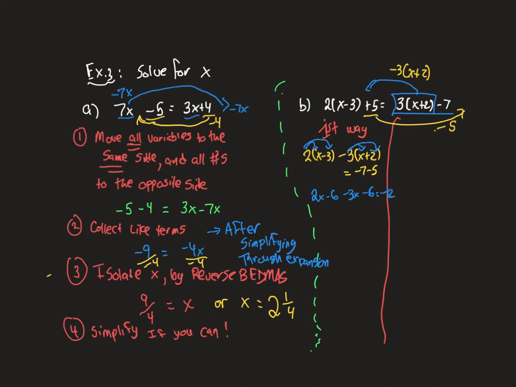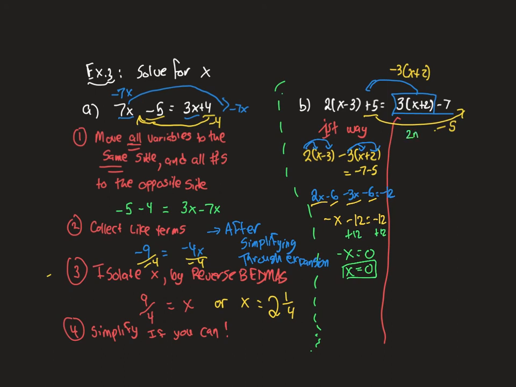Now you collect your like terms. You got the 2x minus 3x. That's going to give you negative x. You've got the negative 6 and the negative 6, which is going to give you negative 12. Bringing the negative 12 to the other side. So you have negative x is equal to 0. So x is 0. So that's the first way.